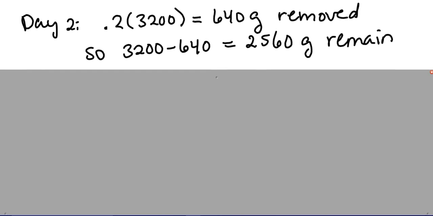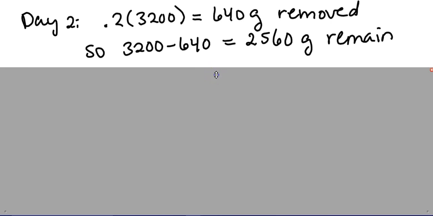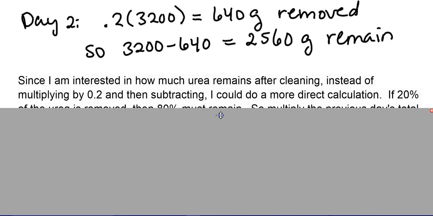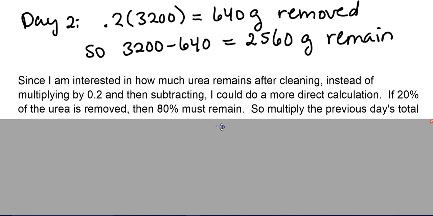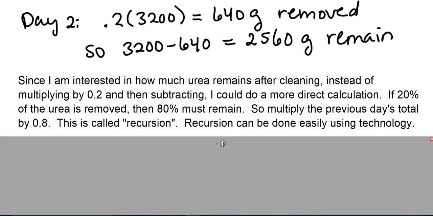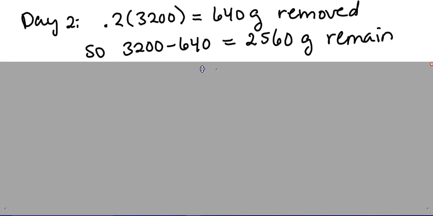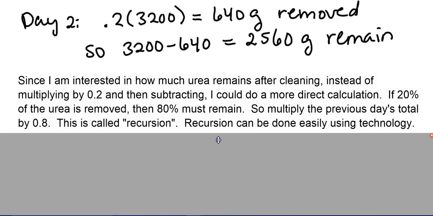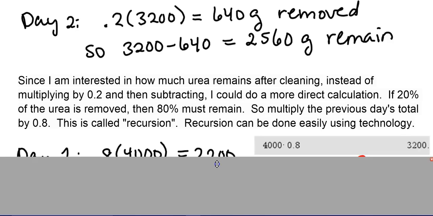Now some of you at this point may be realizing that there is a more efficient way to do this. Since I'm interested in how much urea remains after cleaning, instead of multiplying by 0.2 and subtracting, I could do a more direct calculation. If 20% of the urea is removed, then 80% must remain. So multiply the previous day's total by 0.8 instead of multiplying by 0.2 and subtracting. This is called recursion. And actually what we did before was actually recursion as well. Recursion can be done easily using technology. So anytime we're referring back to the previous term, it's called recursion.